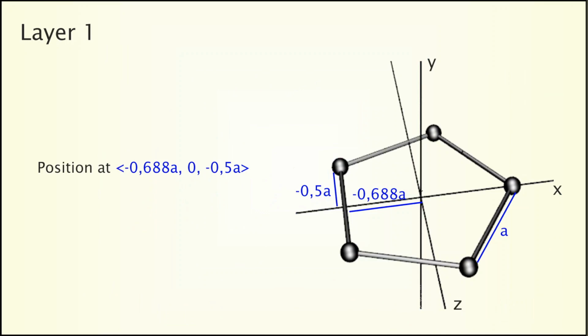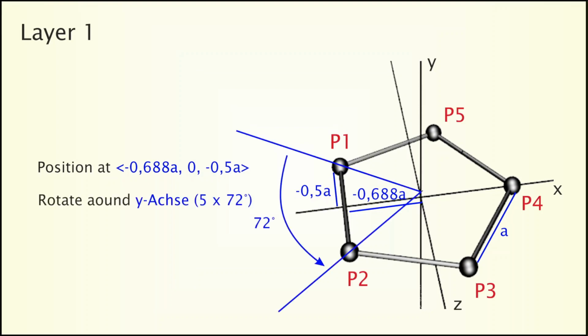It is located in the xz plane surrounding the origin. We start at a position at negative x and z values. According to the measures for a regular pentagon recalled above, its coordinates are 0.688 multiplied by a on the x coordinate and minus 0.5 multiplied by a on the z coordinate. By rotating this position 5 times around the y-axis by 72 degrees, we obtain all 5 positions of the pentagon. We will store them as vectors and use them later for positioning spheres and cylinders when it comes to really building up the molecule. Now let's go one layer up.